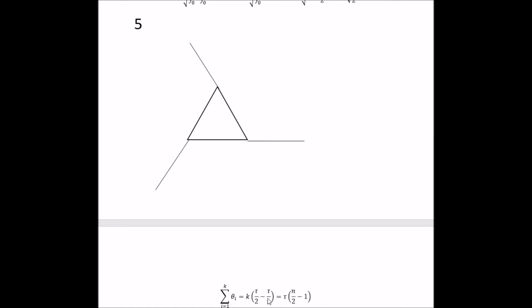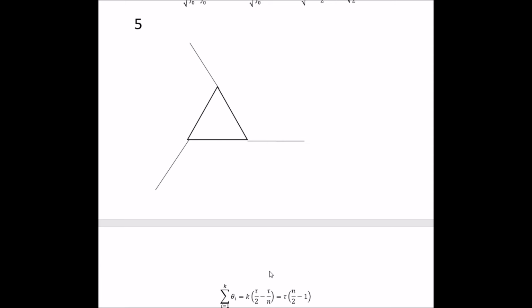So we've got tau over 2 minus tau over n to get one of these angles, and then multiply again by the number of sides. Sorry, these should both be k. I've mixed notation here, but anyway, the point is the tau over 2 minus tau over k multiplied by k, and then you can simplify that to tau times (k over 2 minus 1) for the general formula. And this also applies to irregular polygons as well, but that's more difficult to prove.